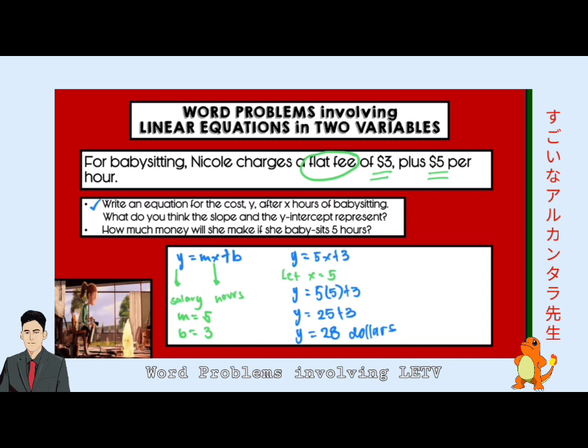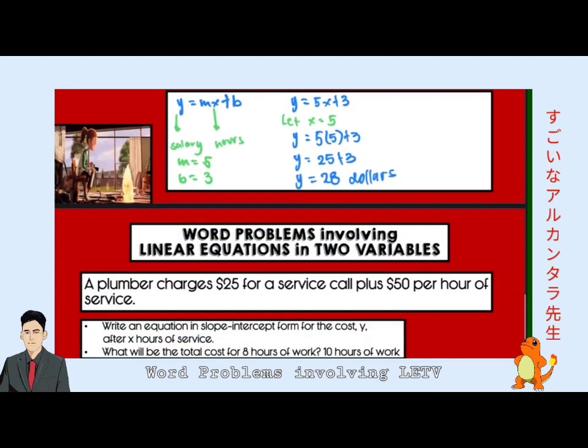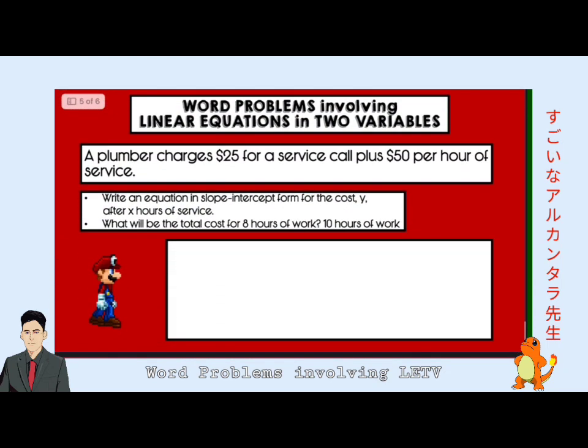To continue, let's have our next word problem. We have here a plumber that charges $25 for a service call plus $50 per hour of service. So we will write it again in slope-intercept form, y equal to mx plus b. Our y here again is the cost or the salary of our plumber. The x is our hours of service. So we have to identify the m, the slope, and the b, the y-intercept.